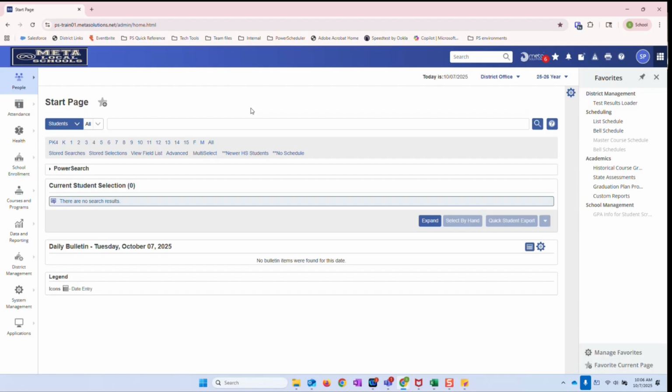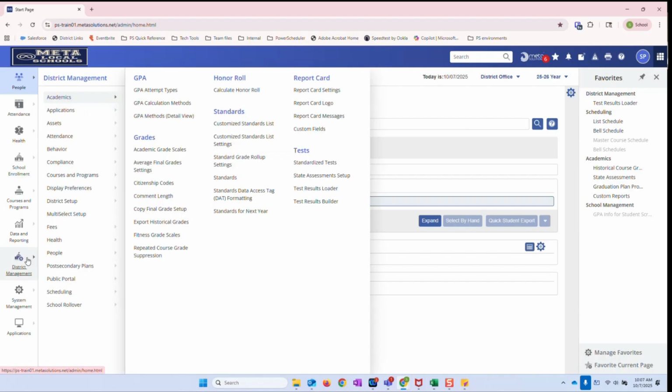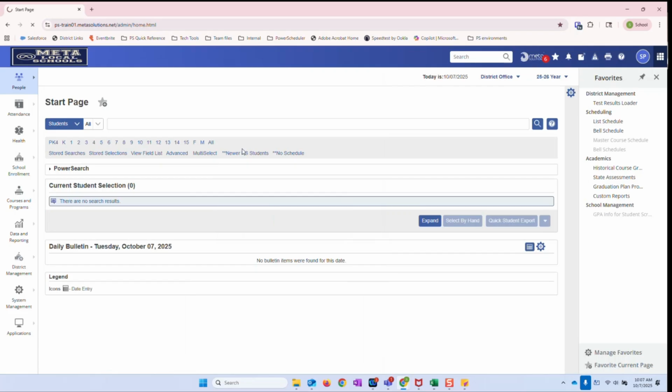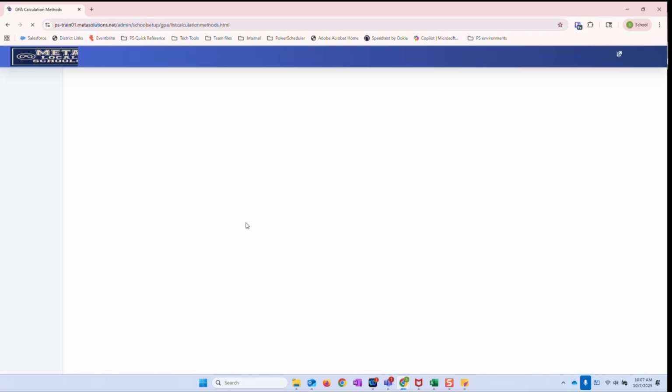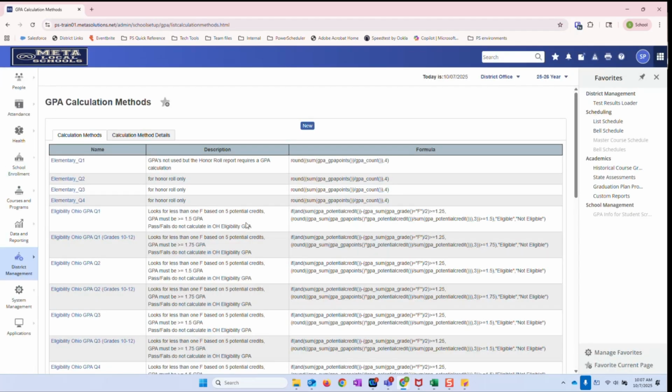So the first thing I want to show you about GPA, I think arguably where it all starts, is the GPA calculations. So I'm going to go to district management. Again, I'm in district office. I'm going to start with district management, and I'm going to go up to the academics menu, and I'm going to go to GPA calculation methods. Again, you may have limited security access.